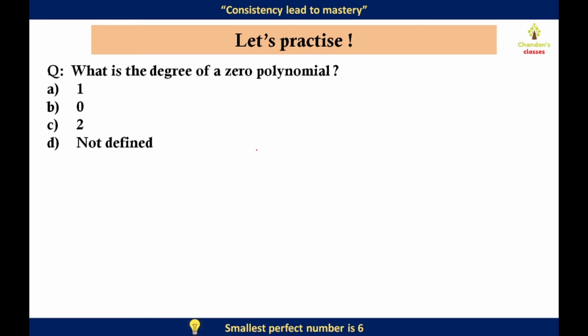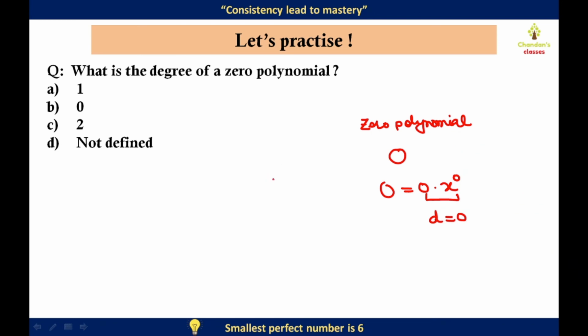Next is a similar type of question. What is the degree of a 0 polynomial? So first of all, what is a 0 polynomial? Your 0 polynomial is nothing but the constant polynomial 0, isn't it? So now how will you write 0 then? 0 can be written as 0 into x to the power 0. So by applying this logic, you will have degree 0.